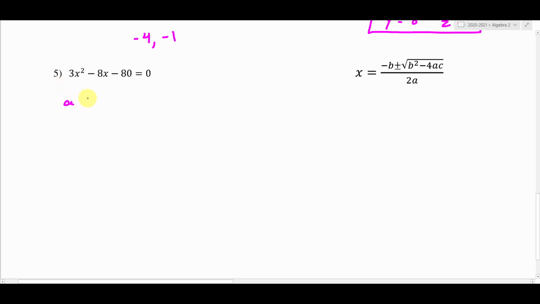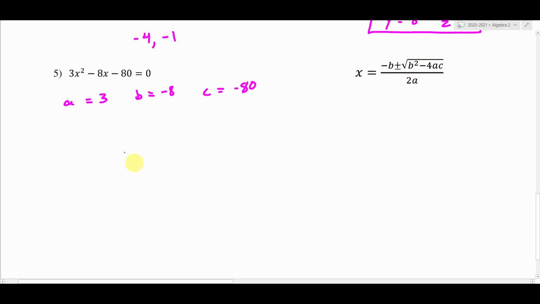So we're going to figure out what A, B, and C are. Let's see what happens here. So A is going to be 3, right? That's always the number in front of x squared. B is going to be negative 8. Right, so it's a minus, but it's kind of like a negative, so we say negative 8, and then over here we're going to have negative 80, right? Because that is our constant on the end.